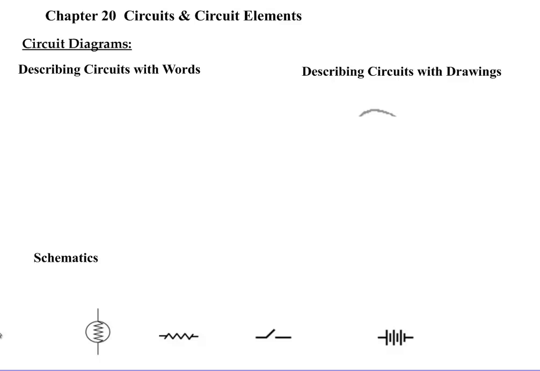In Chapter 20, we're going to take a look at describing and drawing and then building circuits. A couple of ways we can identify and describe circuits. First of all, we can describe it with words. We're going to start out with a very simple circuit that we're going to have you attempt to build in class. And that's going to be a circuit that contains a light bulb and a 1.5 volt cell.